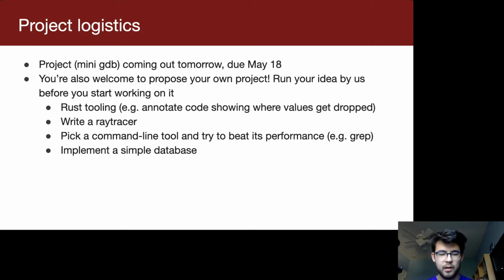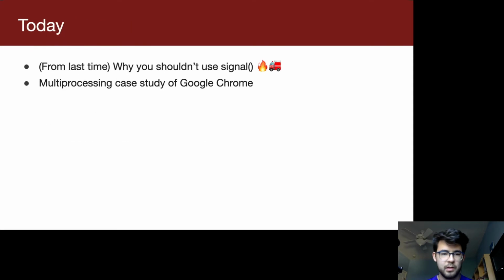Cool. All right. So, quick overview of today. We're going to pick up where we left off last week, talking about signals, and then we are going to do a short case study of how Google Chrome uses processes. And I think this will be really exciting. It's a very, very interesting project with many different constraints and many different goals. And so we'll talk about how they use multiprocessing to support those goals.